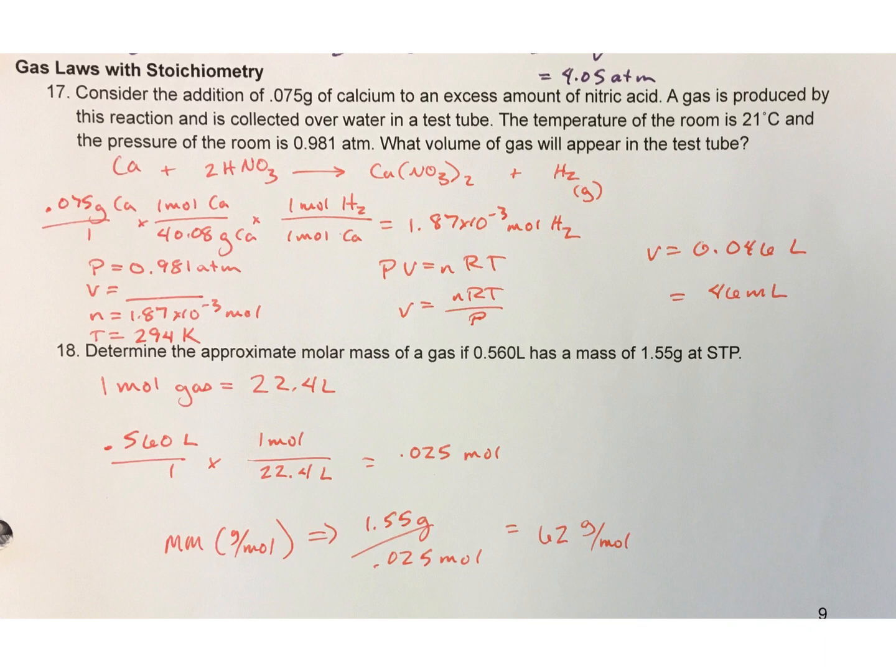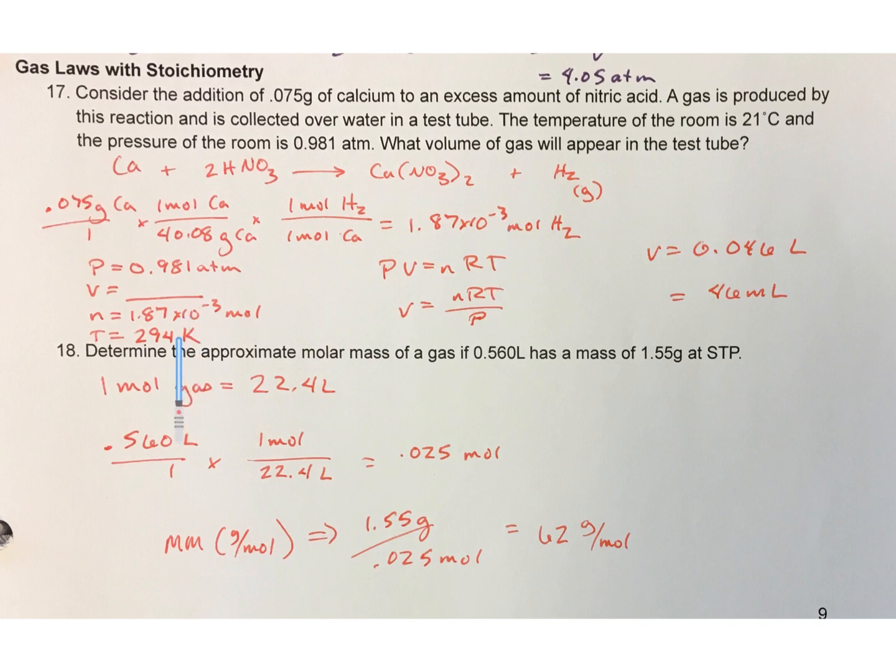Questions 17 and 18 use gas stoichiometry again, just like Dalton's law in the question before. In this case, it gives us an amount of calcium, and it asks for the properties of the gas that's produced. So in this example, we have 0.075 grams of calcium. That means you're going to make 1.87 moles of hydrogen. If you take calcium, add it to nitric acid, you're going to make some hydrogen. And now here's how much of it you'll make. The n value is known.